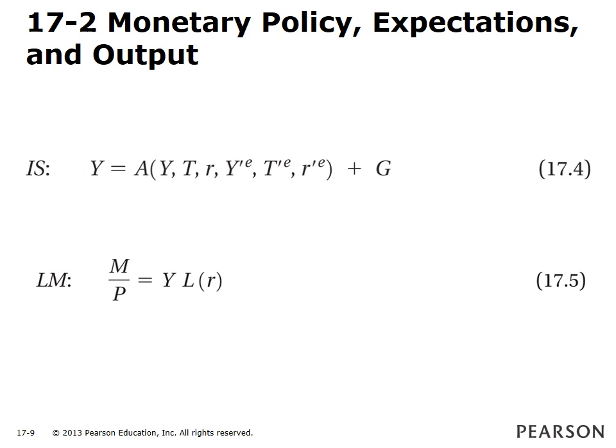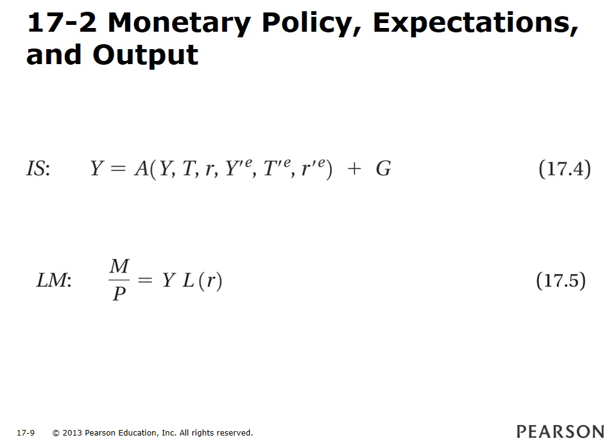Equation 17.4, the IS relation, is the same as equation 17.2. Equation 17.5 states the LM relation in terms of the real interest rate R, which here is equal to the nominal interest rate I, since we are assuming the expected rate of inflation is 0. Remember, the real interest rate is approximately equal to the nominal interest rate minus expected current inflation. The rate that the Fed affects directly is the current nominal interest rate.